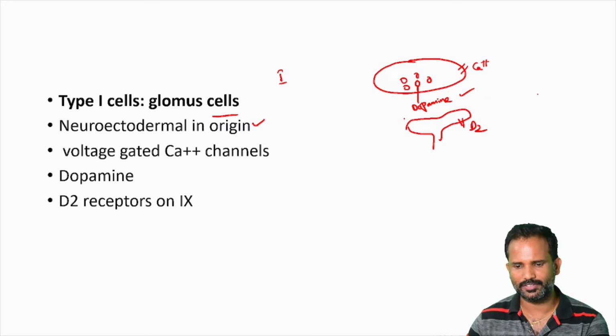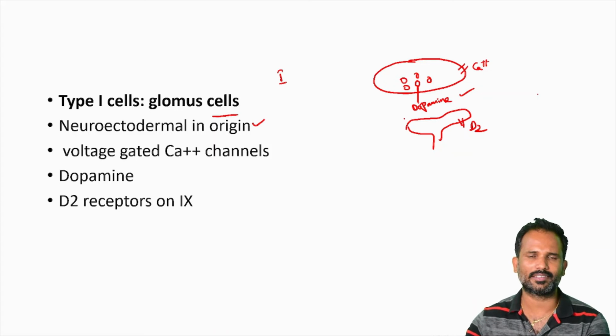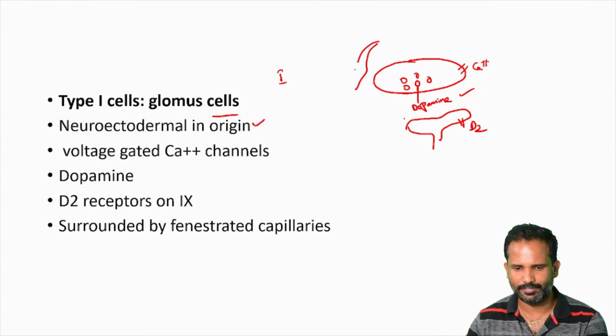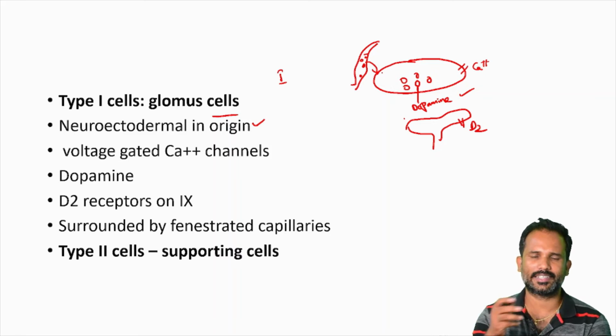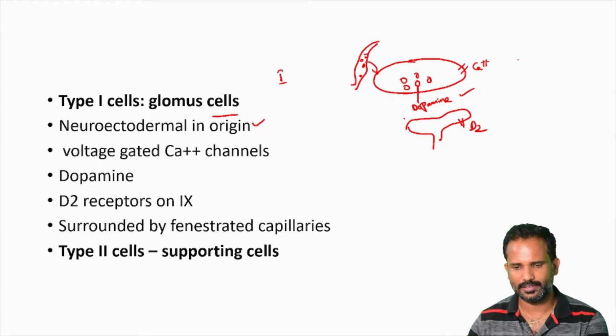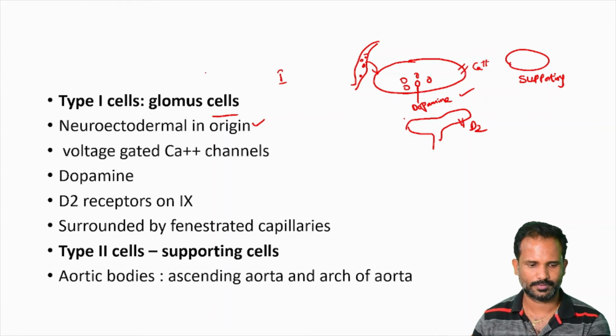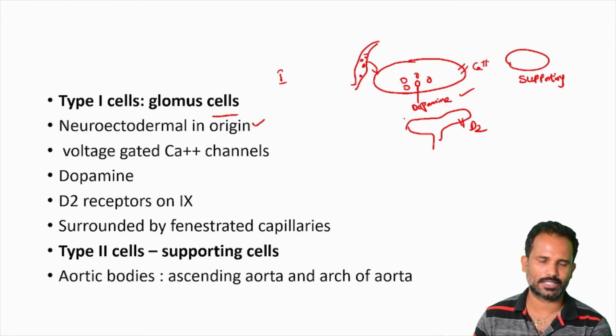D2 receptor, which is present on the 9th and 10th nerve axons, and it is surrounded by fenestrated capillaries which have pores in their walls, so that it can easily detect those changes. And the other cells are type 2 cells, which are the supporting cells. Aortic bodies, as we said, are present in the ascending aorta and arch of aorta.